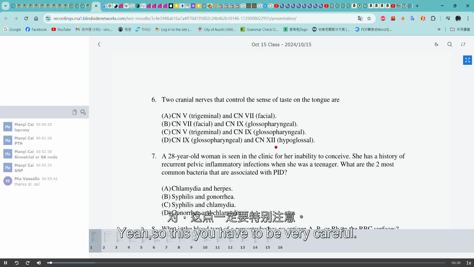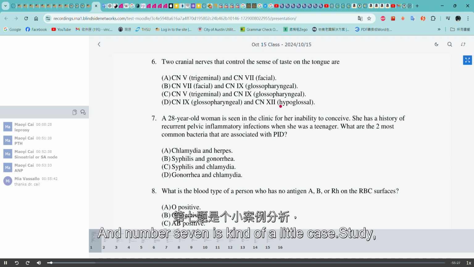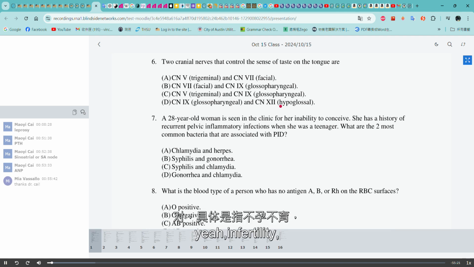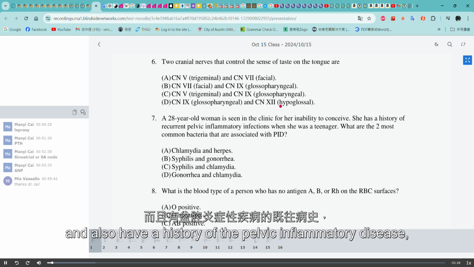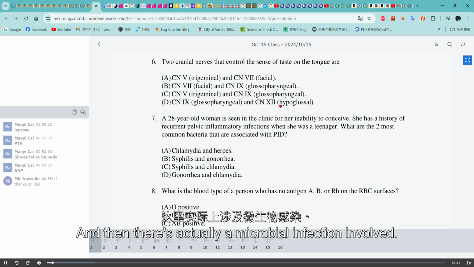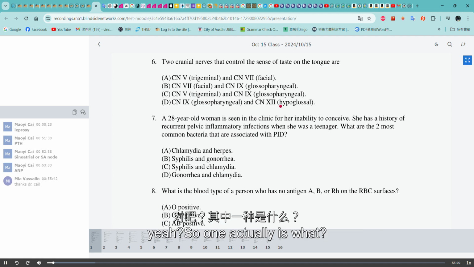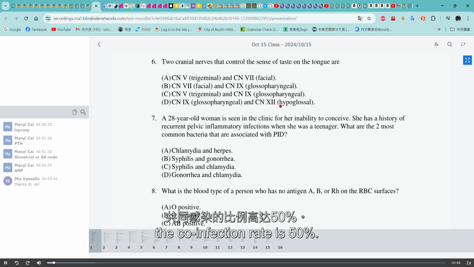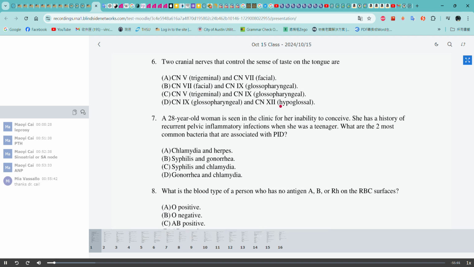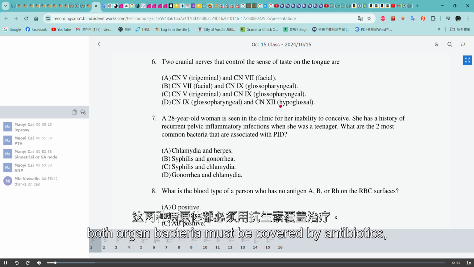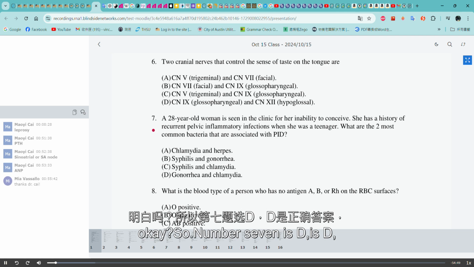So this you have to be very careful. And number 7 is kind of a little case study, talking about a person who had a problem with fertility, infertility, and also has a history of pelvic inflammatory disease (PID). And then there's actually a microbial infection involved. So what two infections are typically involved? One is Chlamydia. Another one is gonorrhea. Both of those, the co-infection rate is 50%. So 50% of the cases have both. That's why in terms of treatment, both bacteria must be covered by antibiotics. Okay, so number 7 is D.